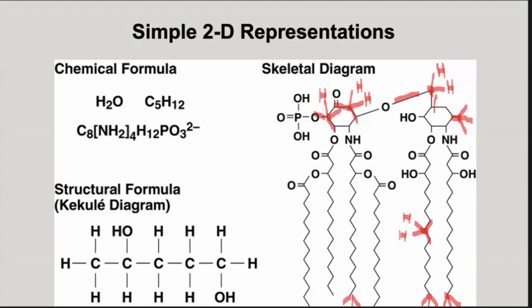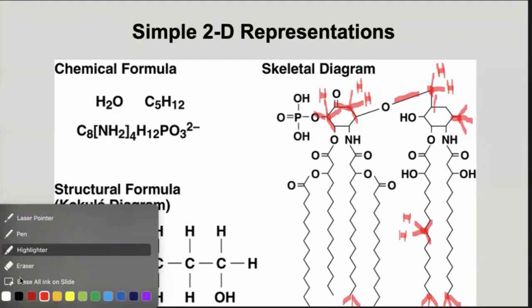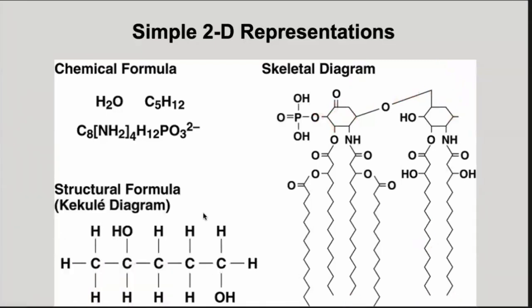Okay, so these skeletal diagrams are kind of like Kekule diagrams, but they hide a lot of the atoms, because you can just imagine how cluttered that picture would be if we tried to draw in every single carbon and every single hydrogen in that. So the skeletal diagrams are nice. Kekule diagrams and skeletal diagrams are both useful because they show us how many atoms are present. They tell us exactly which atoms are bonded to which other atoms.